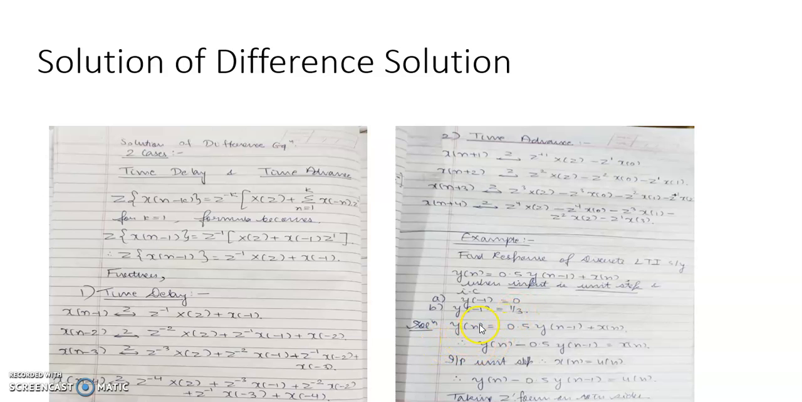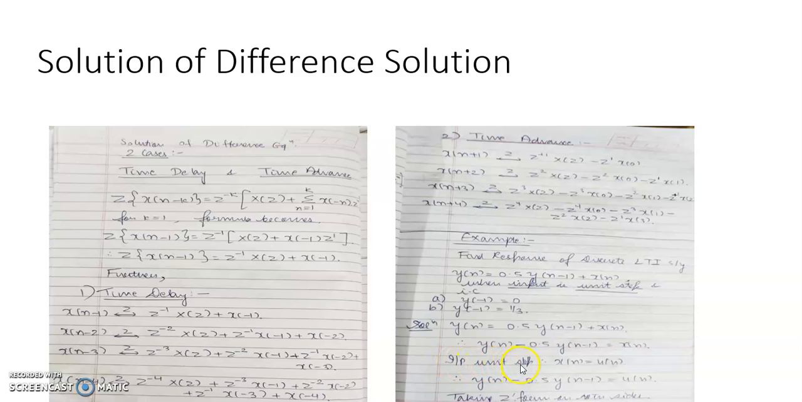So the first step: take this y of n minus 1 to the left side and x of n to the right side. That means y of n is your response, x of n is your input. You need to find the response when the initial conditions are there. The response is already given in the question. You just have to put in these initial conditions. Before putting in the initial conditions, you have to bring the given equation into this form or this form, depending upon in which form your question is given. So bring the response to one side and the input to the other side.